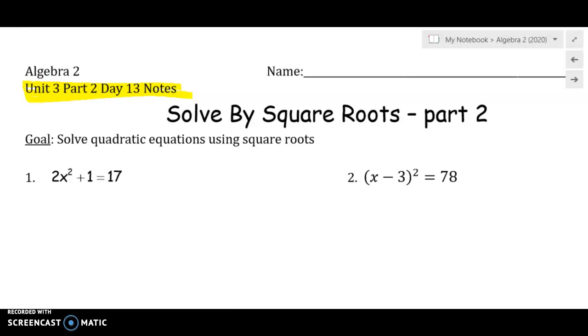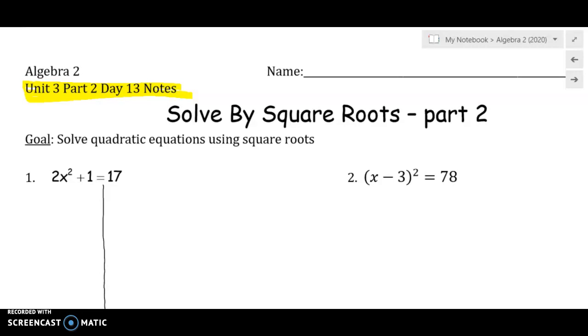So step 1 was isolate x squared. Step 2 was to take the square root of both sides. Step 3 was you needed that plus or minus symbol. And then step 4 was to simplify it so that it was solved all the way. So we're going to keep doing those steps. So start with the first one.